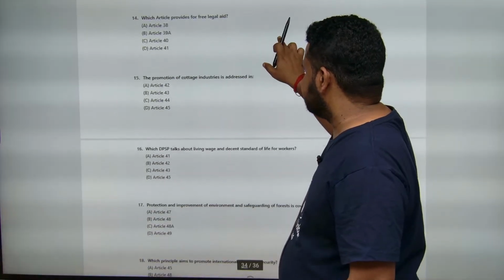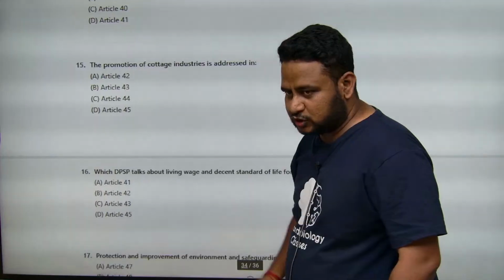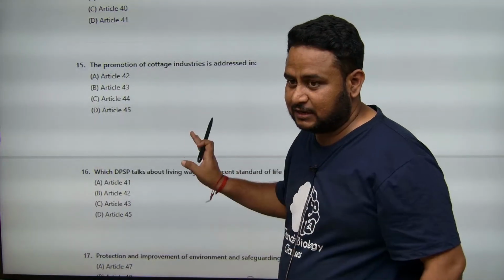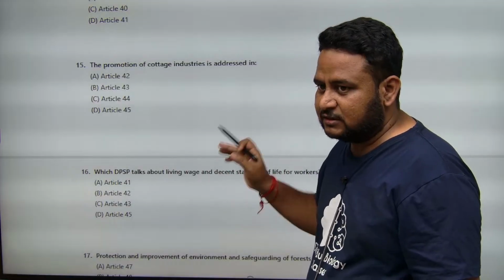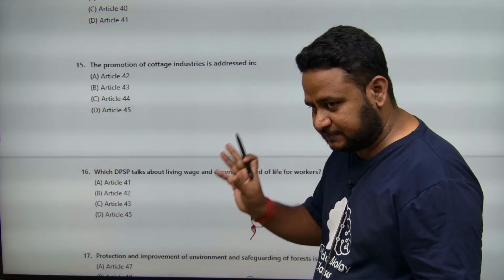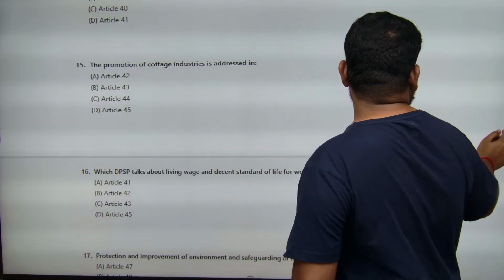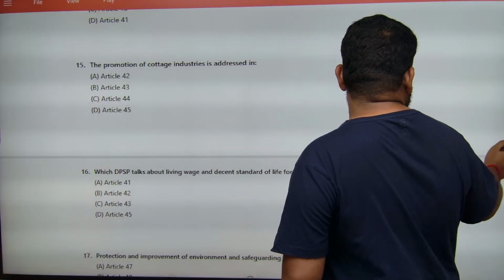Promotion of cottage industries is 43. Cottage industry is very important, 43, because it is a Gandhian principle. 40 is organization of village panchayat, also a Gandhian principle. They will ask cottage industries, article 43, very important. Article 43 is cottage industries.